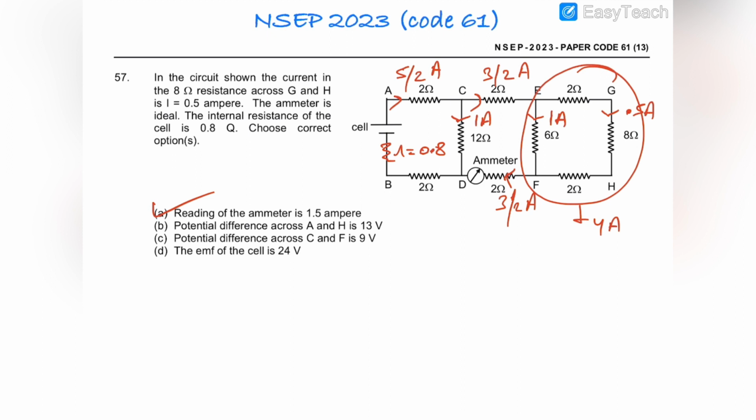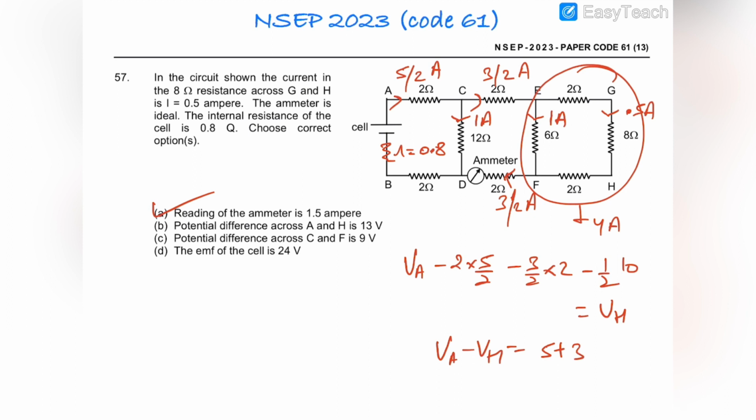The potential difference between A and H: you can apply KVL in open loop A, C, E, G, H. So this is VA minus 2 into 5 by 2 minus 3 by 2 into 2 minus 1 by 2 into 2. In fact 1 by 2 into this is 10, is equal to VH. So VA minus VH will be equal to 5 plus 3 plus 5, this is 13. The potential difference across C and F is 9 volts. So the potential difference across C and F can be calculated by applying KVL in this loop. So this is VC minus 3 by 2 into 2 minus 1 into 6 is equal to VF. So VC minus VF is equal to 9.